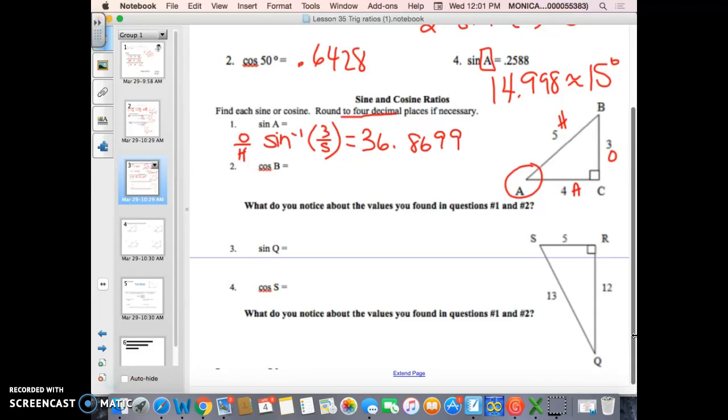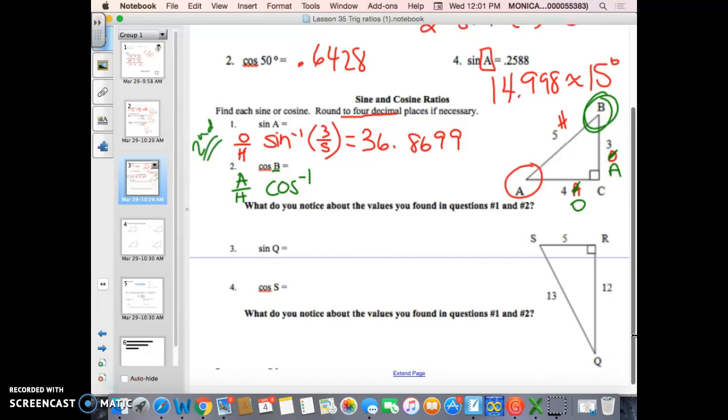In the second situation, we're looking for the cosine of B. So if we're looking at cosine of B, this is now adjacent, and this is now opposite, but my hypotenuse stays the same. And remember with cosine, it's co, so it's adjacent over hypotenuse. And I'm looking for the degrees, so it's going to be cos -1, so I have to hit the second button.